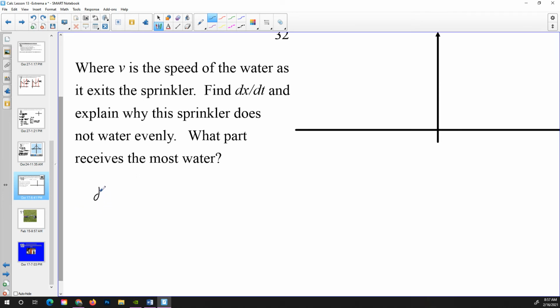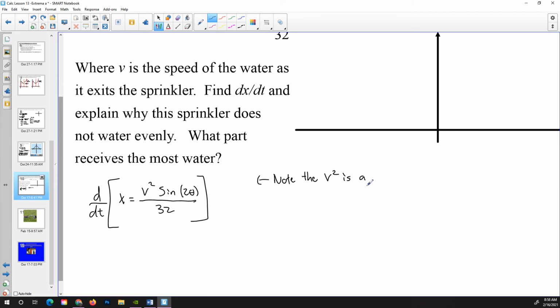So let's do that. Let's differentiate with respect to time x equals v squared sine 2 theta over 32. Now, before we do this, we need to note that v squared is a constant. And why is it a constant? It's a constant because it represents the speed at which the water is coming out. So you're not going to be changing that speed. That speed's always going to be the same regardless of the angle that the water is coming out.